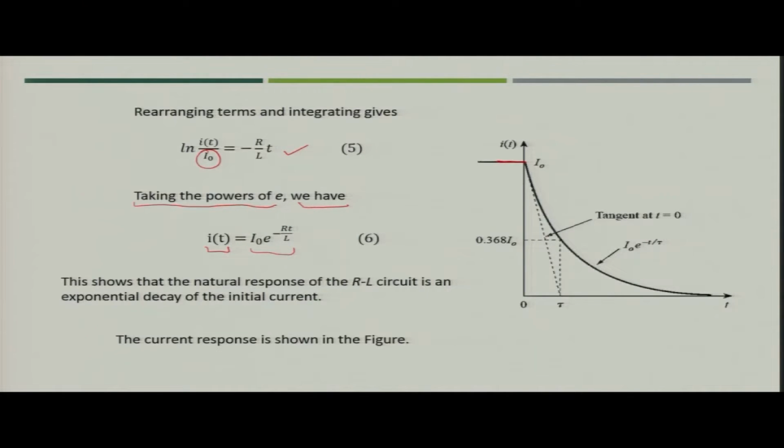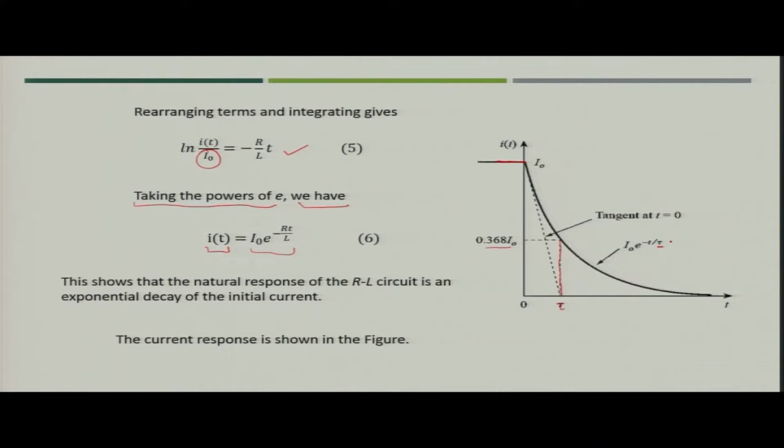So, if you see this figure, you will see that at time t equal to tau, this will become 36.8% of its initial value. Now, what is tau? If you correlate with the RC circuit, tau was the time constant.